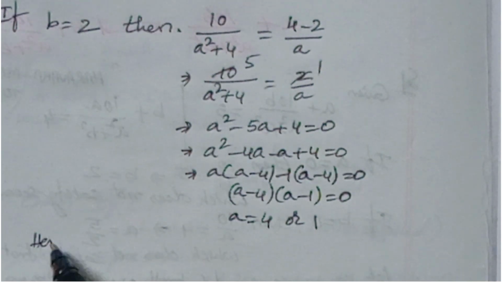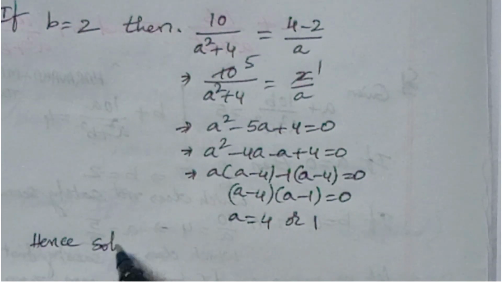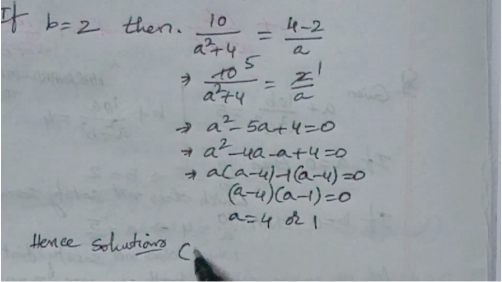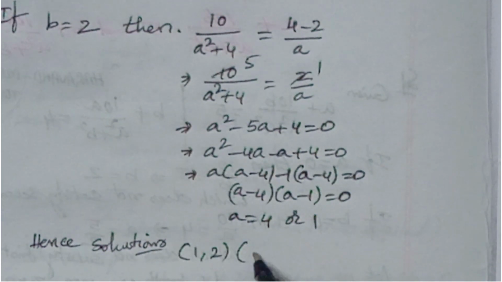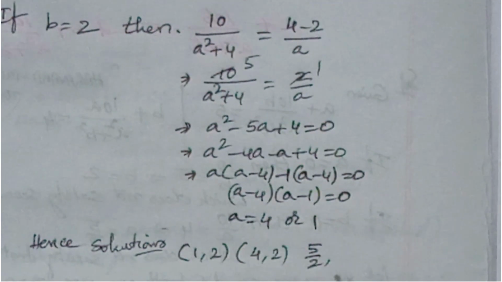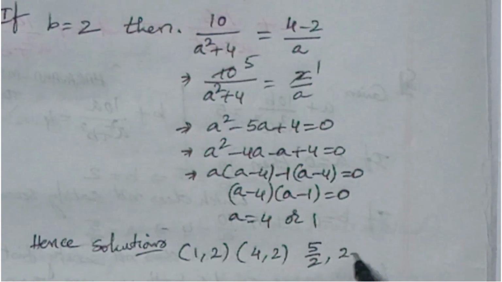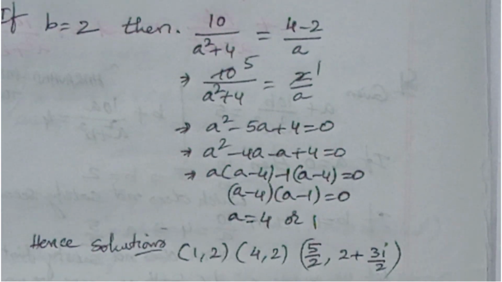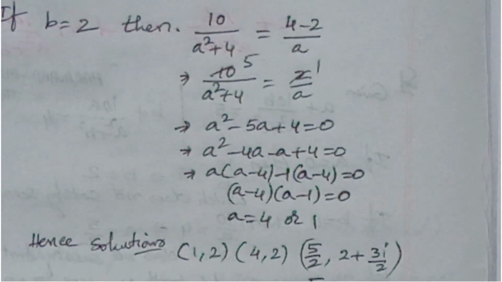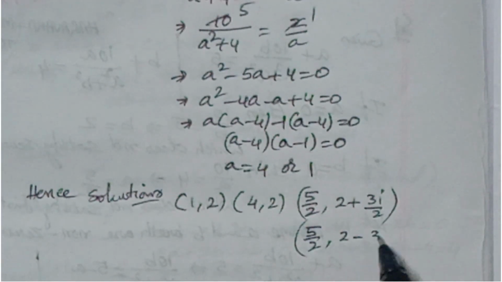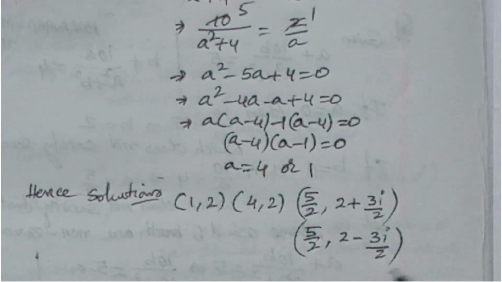Now hence we are getting solutions. Hence the solutions are (1, 2), (4, 2), (5/2, 2 plus 3i over 2), (5/2, 2 minus 3i over 2).